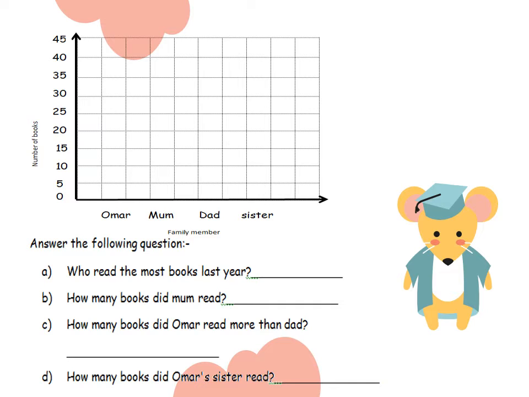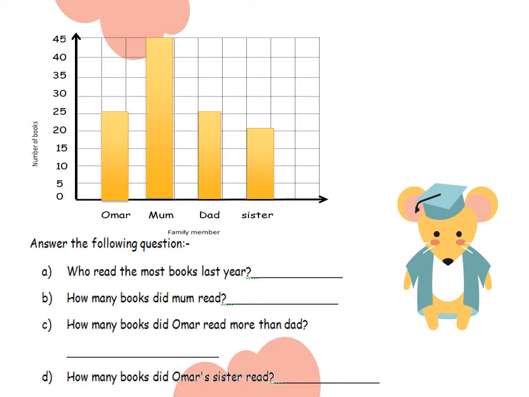First, Omar read how many books? Look at the pictograph and tell me. Excellent, 25 books. Omar read 25. Mom reads 45, excellent. And Dad reads 25 too, like Omar. And sister reads 20. And this is a normal paragraph. So we convert from a pictograph to a paragraph.